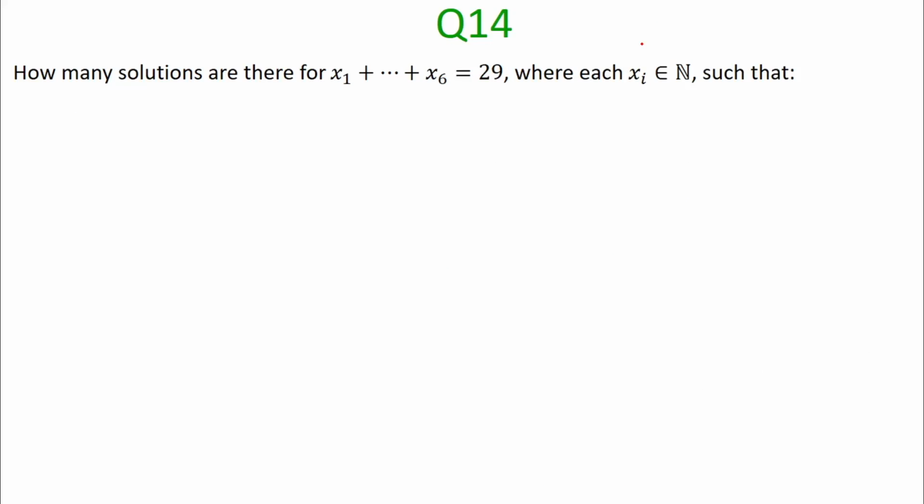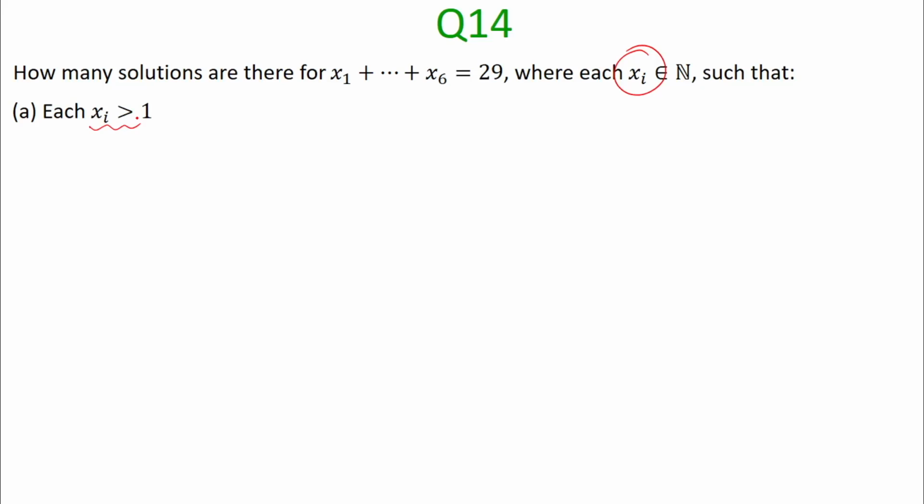Now let's go to the last question. Here we want to find out how many solutions there are for this equation, where there are various possible restrictions on xi. So in part A, we have the restriction that each xi has to be greater than 1.